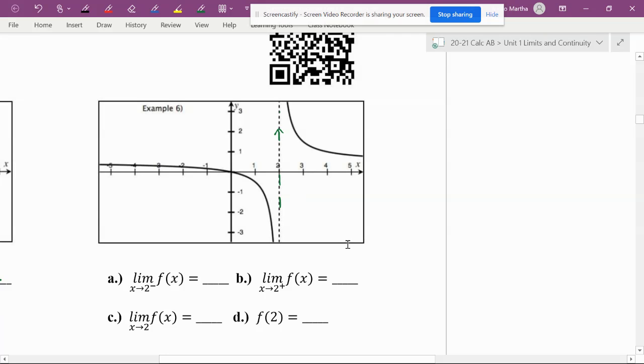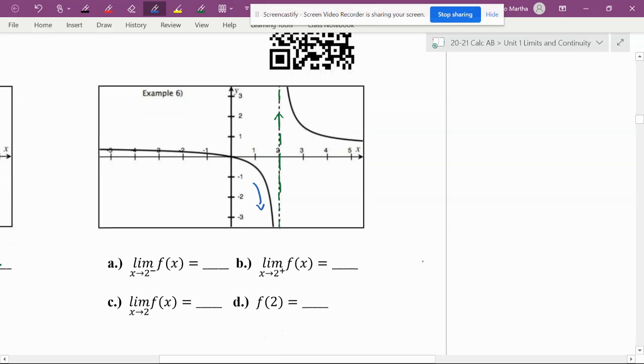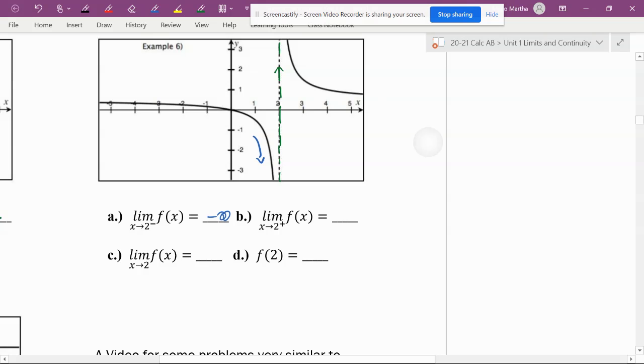Example 6, we have the limit as x approaches 2 from the left side, and we have an asymptote at that point right there. Remember, when we see an asymptote on the graph, it's undefined. So probably f of x has an x minus 2 in the denominator, and that's causing trouble in the function itself, since we cannot divide by 0. Here, the limit as x approaches 2 from the left side, if you notice, goes straight down. So that's leading us to negative infinity. And then as x approaches 2 from the right side, the graph just goes straight up. So therefore we can say it's going to positive infinity.